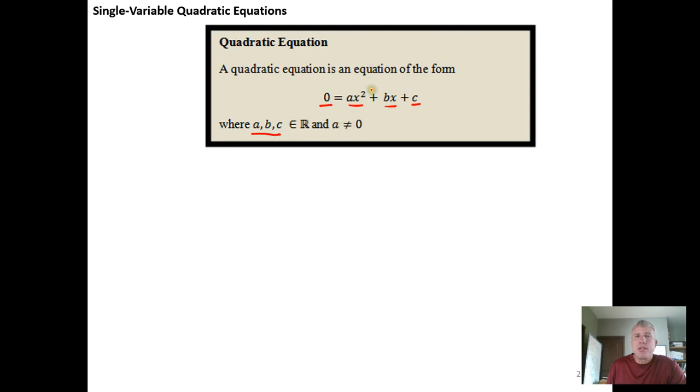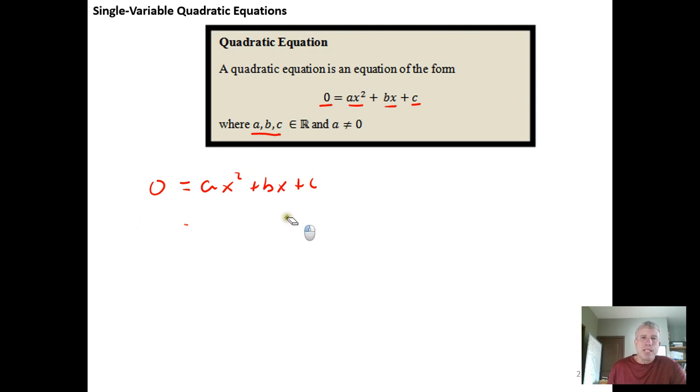A can't be 0, and the reason a can't be 0 is that if we have something of the form ax squared plus bx plus c, and a were equal to 0, we'd have 0x squared plus bx plus c, and this term would go away because 0 times x squared would be 0. We would actually have a linear equation that we've already done this semester.